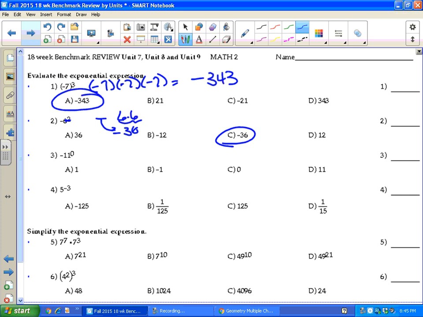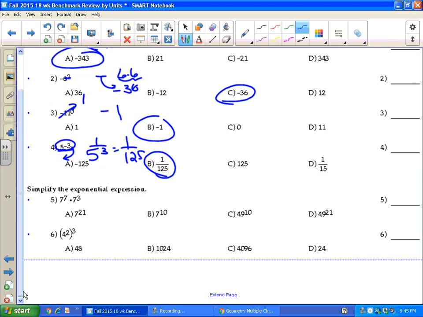Anything to the 0 power is a 1, but the negative doesn't go with the 11, so it's going to be negative 1. 5 to the negative 3. I need to make that negative exponent positive, so I'm going to bring it to the bottom. 1 over 5 to the positive 3. And 5 to the third power is 125. So 1 over 125.